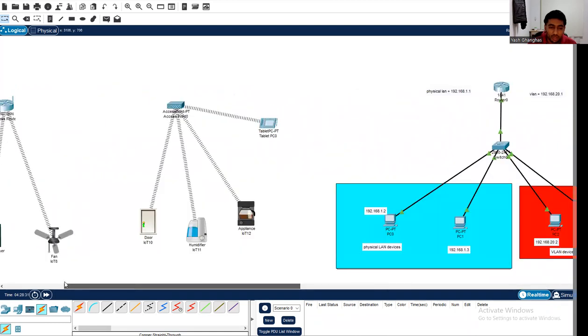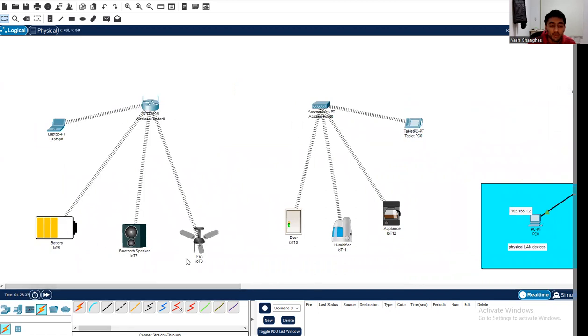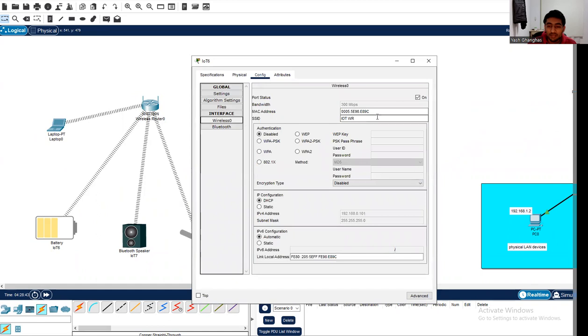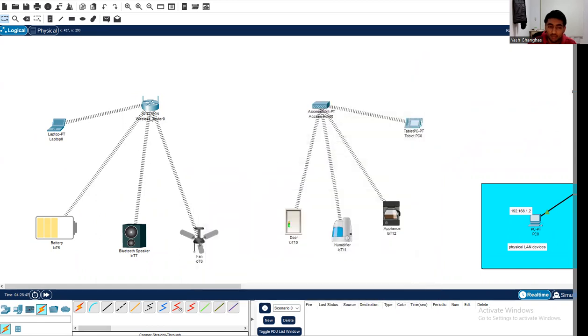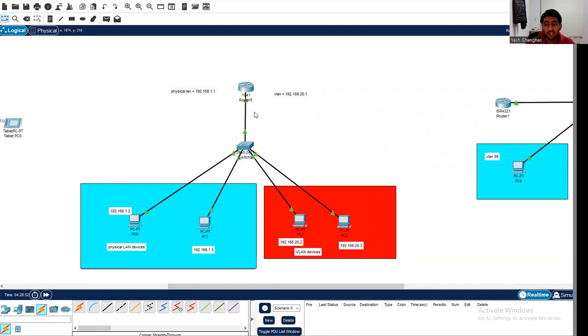Starting with the first one, IoT devices, I chose a router, a wireless router, and also an access point. The method of connecting was that all of them had different SSIDs, so I matched the SSIDs in all of them to create the IoT devices. So the main thing was SSID. And here, I divided the computers into two parts. The first one is physical local area network devices, and the second one is VLAN devices.